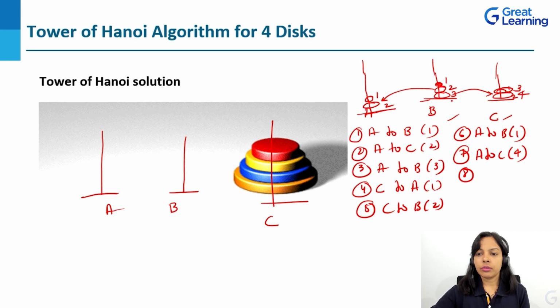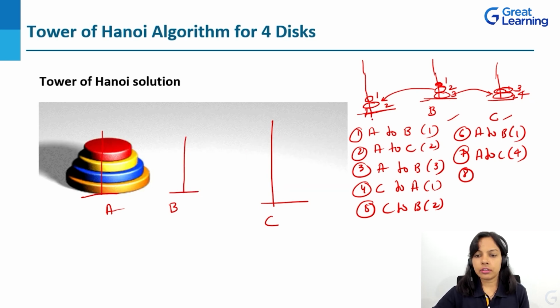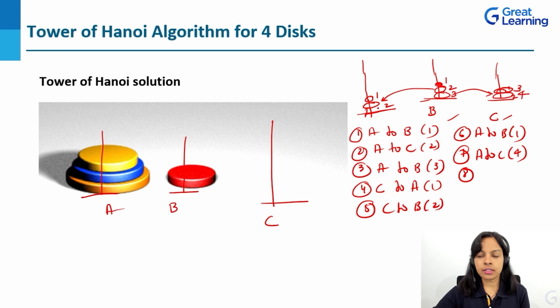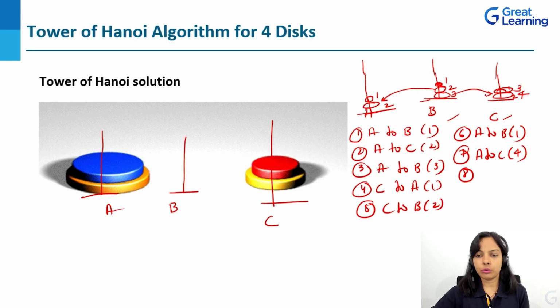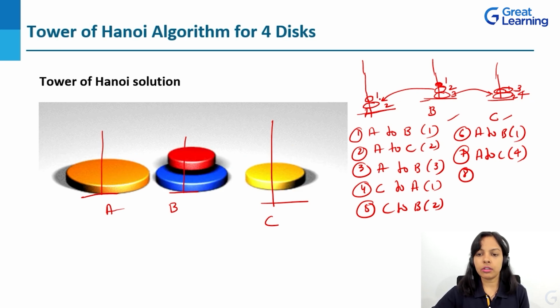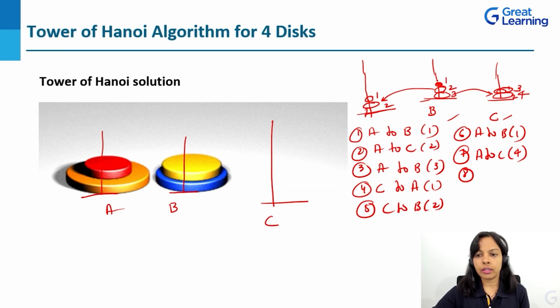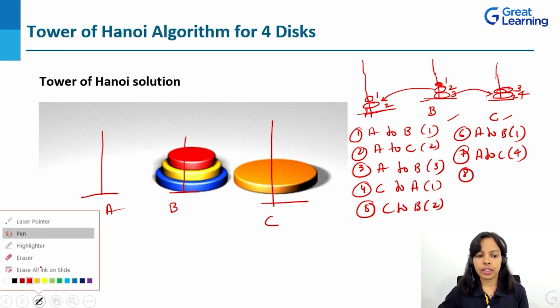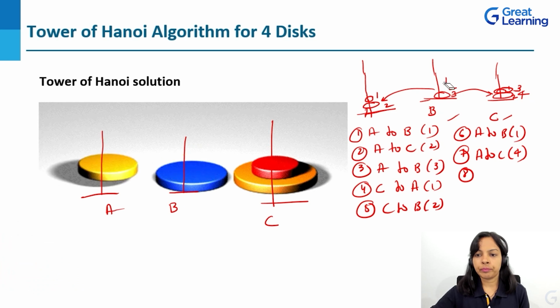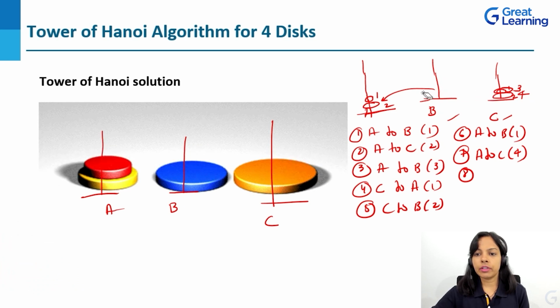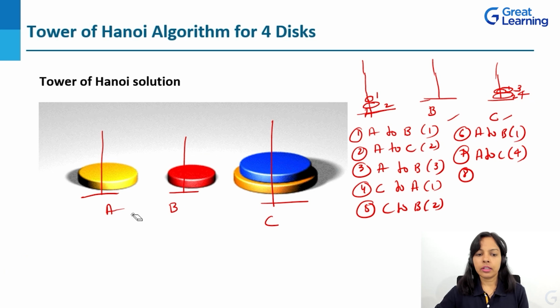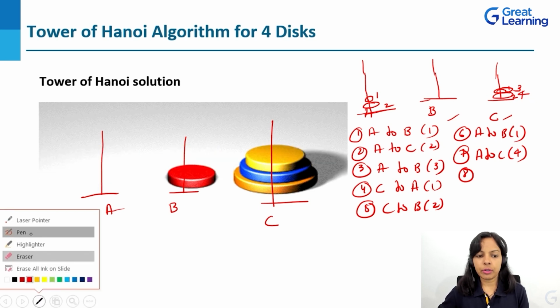Fine. So right now the status is that in disk A we have two of the disk, and in C we have 4 and 3. So this 2 and 1, the two disks here, have to be shifted to C now, right? And B is empty as of now. Okay, if I clearly represent it for you, this is how it will look like. Okay, as of now. So now again the same process has to be repeated.